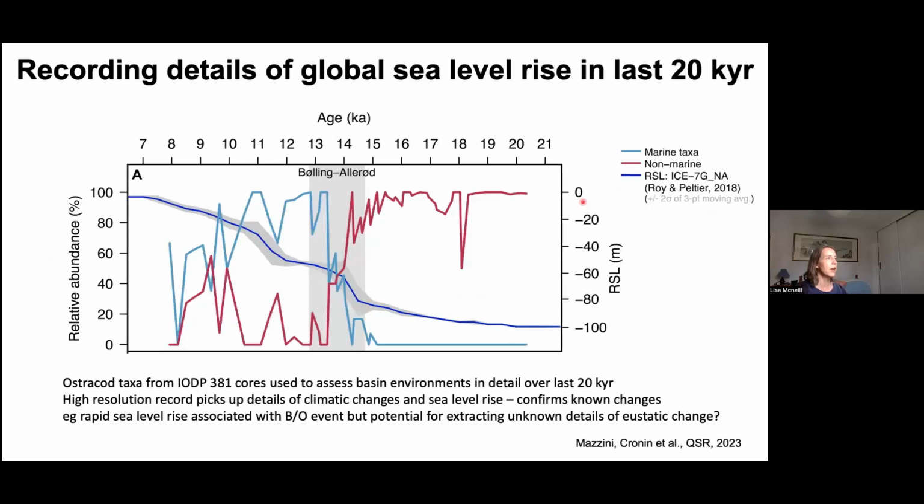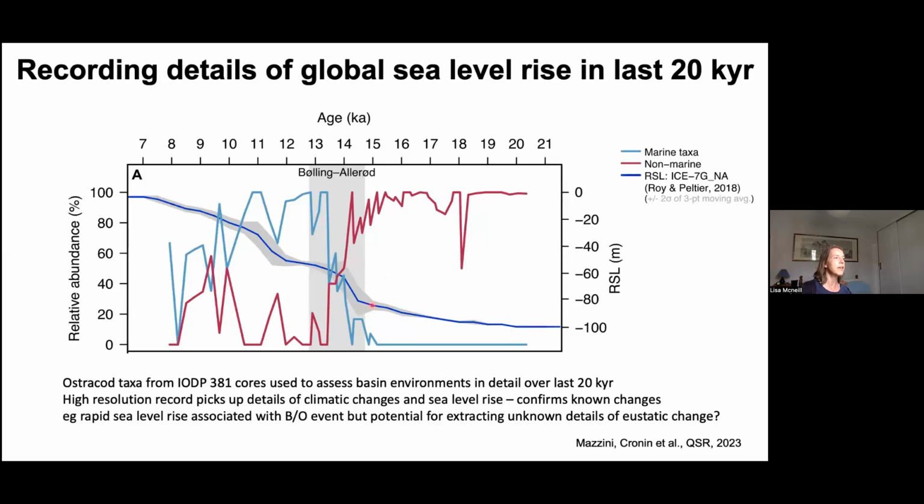And then my final slide is something that we weren't necessarily expecting, but because we've got these really high resolved details because of the high sedimentation rates. This was a study done by Ilaria Mazzini and Tom Cronin looking at ostracod taxa. And they were actually looking in a lot of detail in the last 20,000 years, looking at how the marine and non-marine taxa change through time in detail.